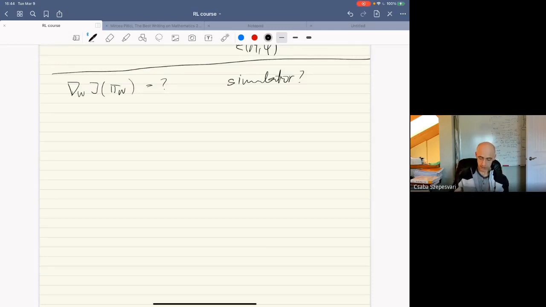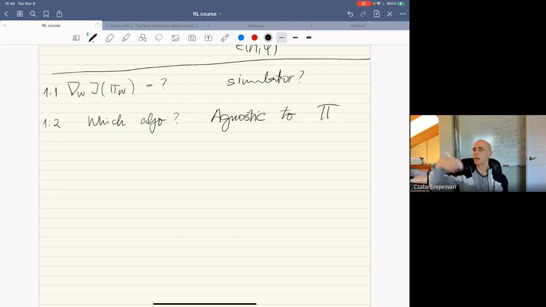And sub-question number 1 is 1.1. And then 1.2 is, okay, which algorithm are we going to run? And can we be agnostic to pi? If you have a policy class which is smoothly parameterized, can we just run with that and then prove that we will converge fast to at least a local optimum, a stationary point?